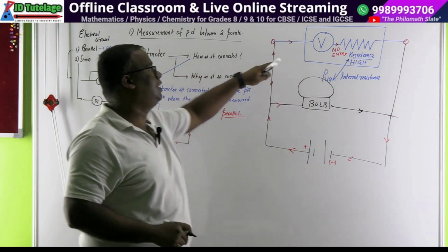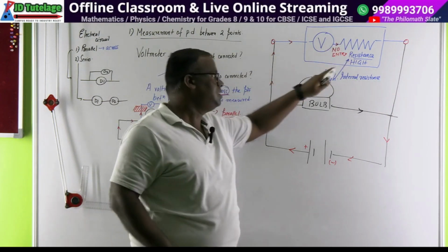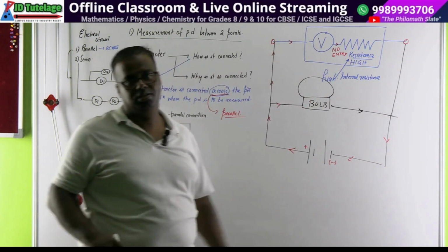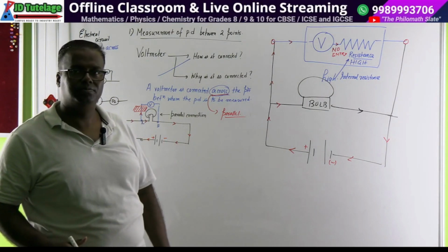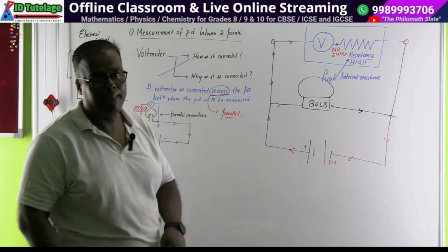Another specific thing, a voltmeter has very high internal resistance. That is for the reason that current should not pass through the voltmeter. Got it? Clear? Nothing else is asked in your CBSE.